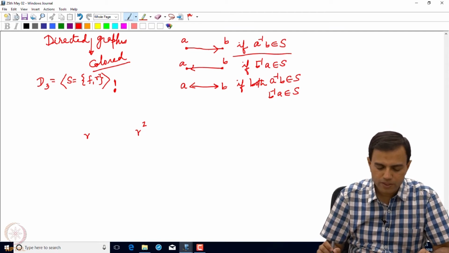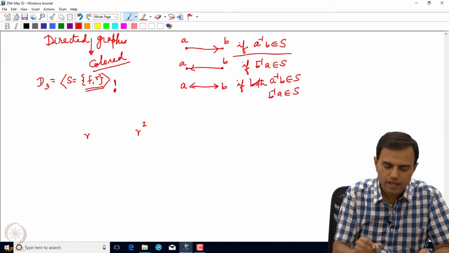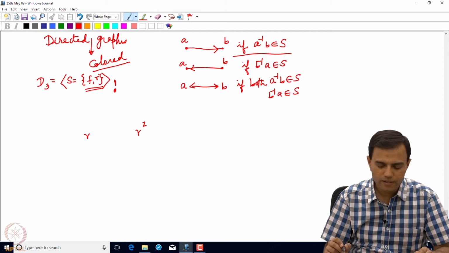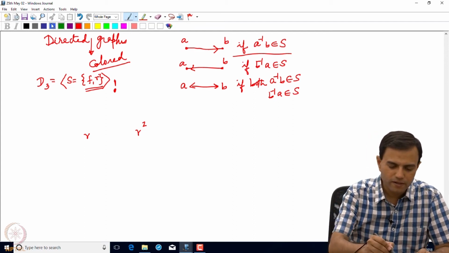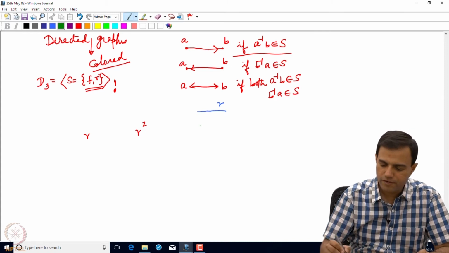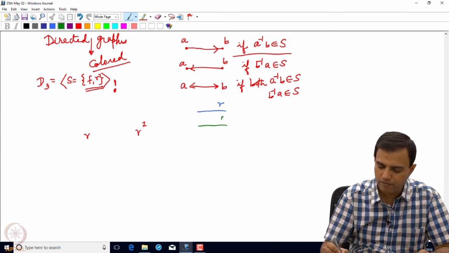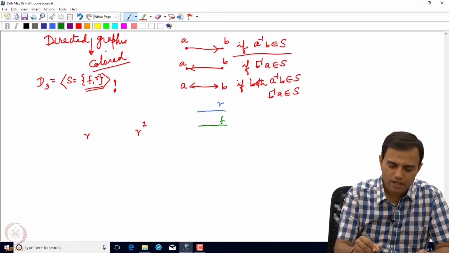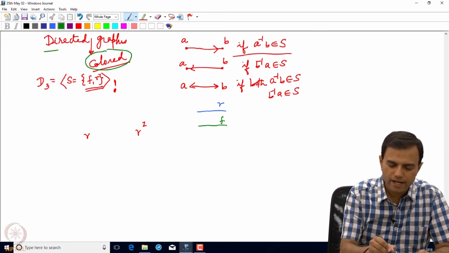What I can also do is I can actually color code my generators. So for each generator you have a color. So here let me just fix one color. For R I am going to have this color. For F I am going to have this color. So I am going to have colored and directed.